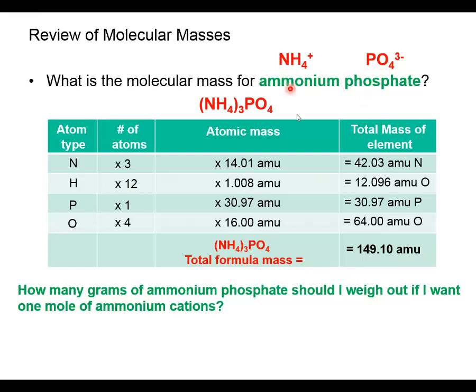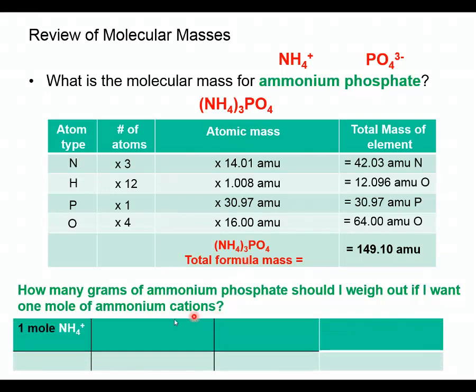So since I have 3 ammonium cations in the formula, every time I weigh out a mole of ammonium phosphate, I'm going to end up with 3 moles of ammonium cations. So if my problem asks me for just 1 mole of ammonium cations, I don't need to weigh out a whole molar quantity. In fact, I need 1/3 of a mole. Let's set up this calculation with our dimensional analysis.